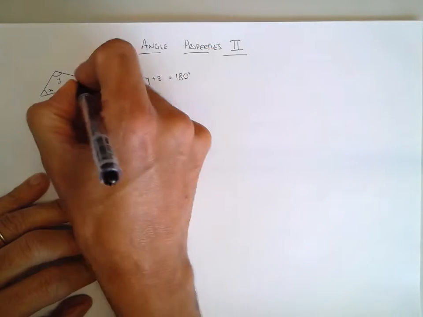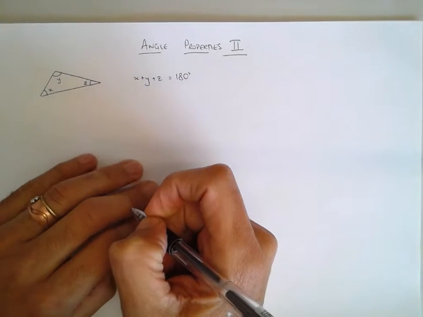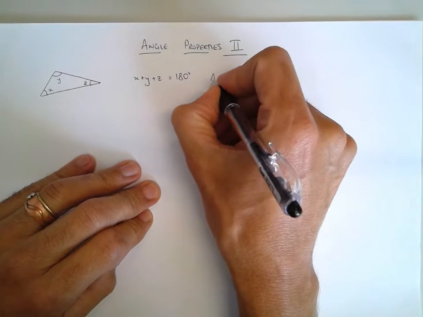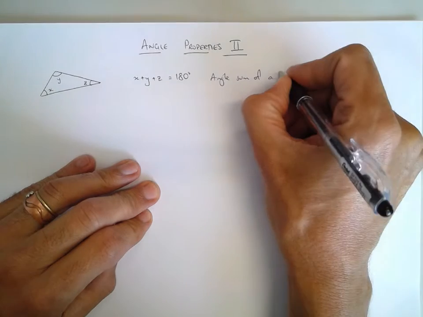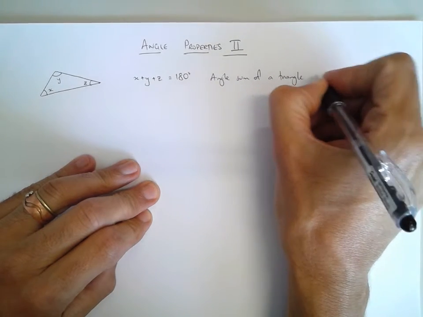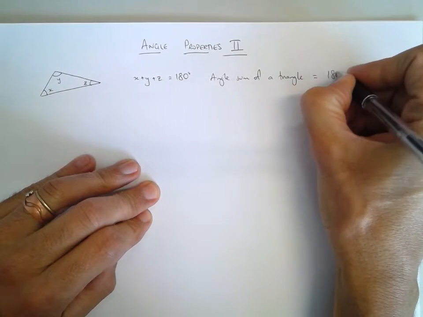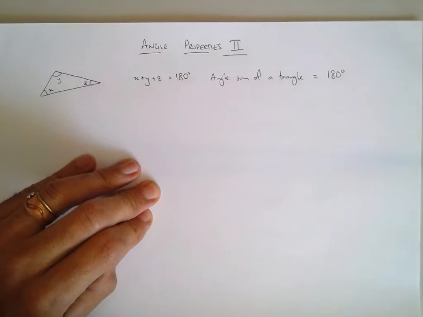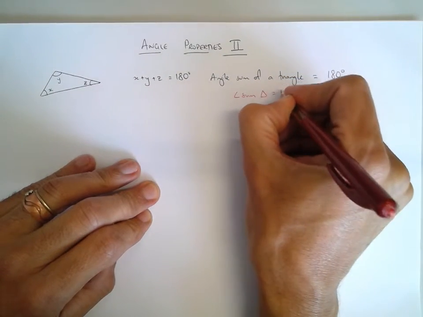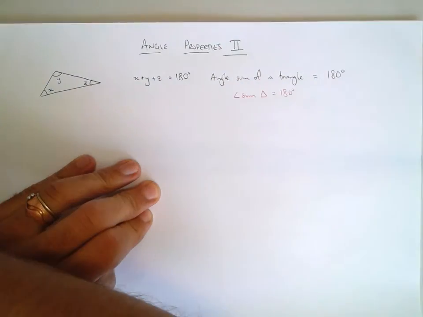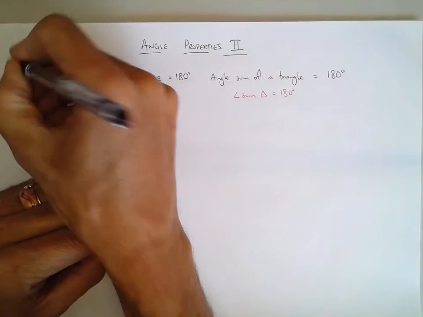And just make sure that doesn't look like a 2. Okay, and we can say that's the angle sum of a triangle equals 180 degrees. Again, with our shorthand, angle sum triangle equals 180 degrees. So that was our first one.